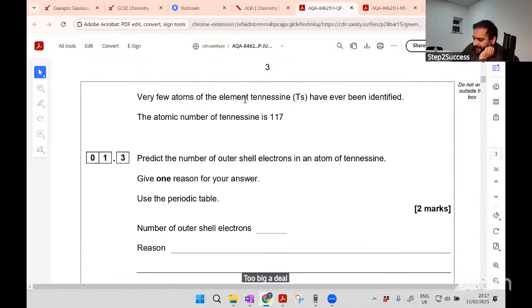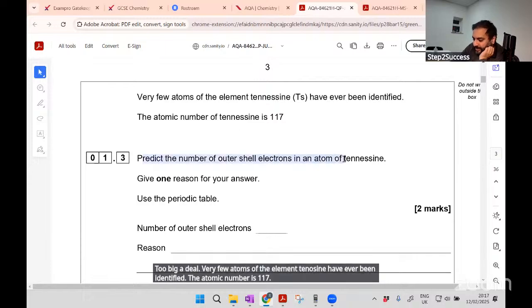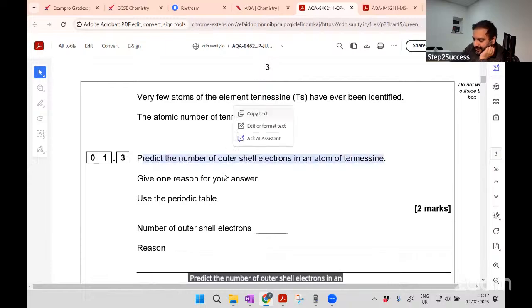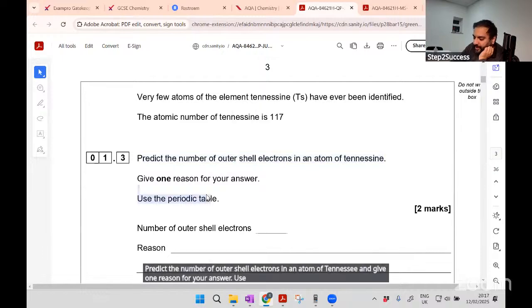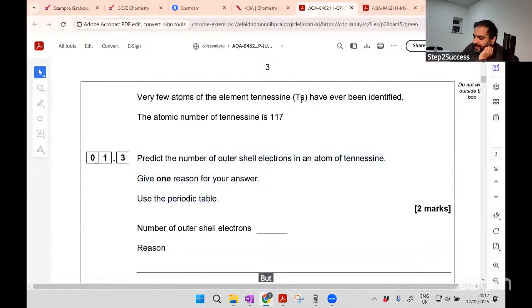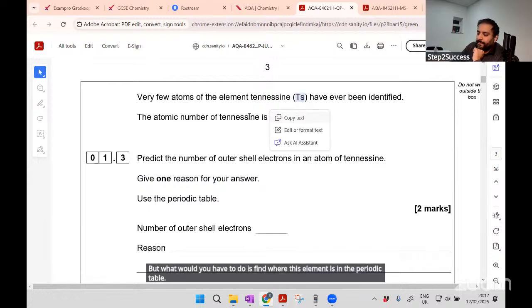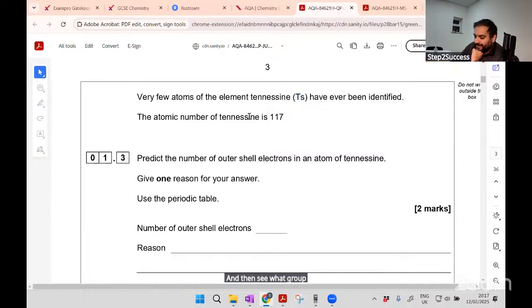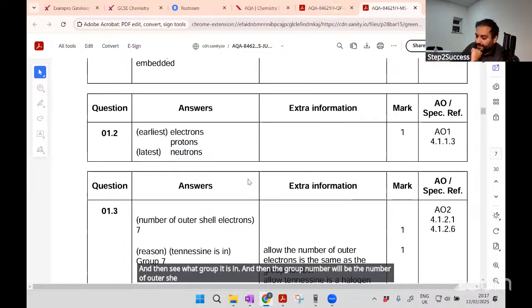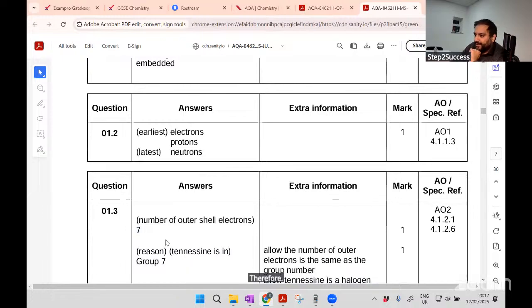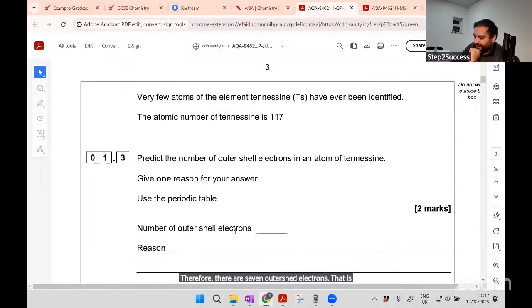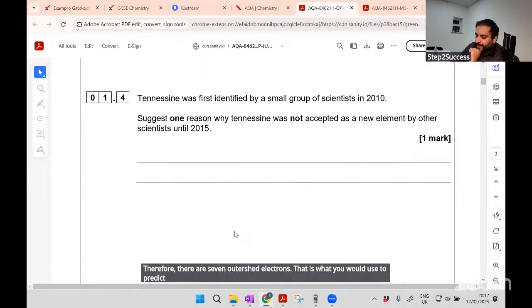Very few atoms of the element tennessine have ever been identified. The atomic number is 117. Predict the number of outer shell electrons in an atom of tennessine. Give one reason for your answer. Use the periodic table. Now, I'm not going to open up the periodic table, but what you would have to do is find where this element is in the periodic table, and then see what group it is in. And then the group number will be the number of outer shell electrons. So apparently it is in group 7. Therefore, there are 7 outer shell electrons. That is what you would use to predict the number of outer shell electrons.